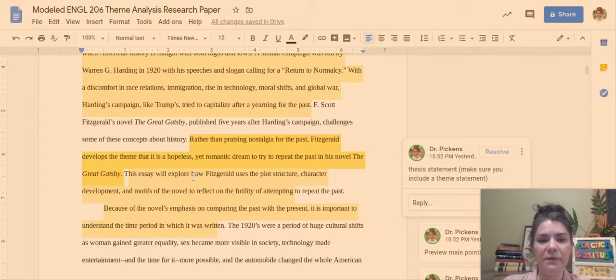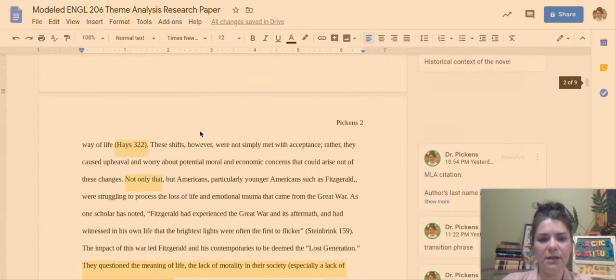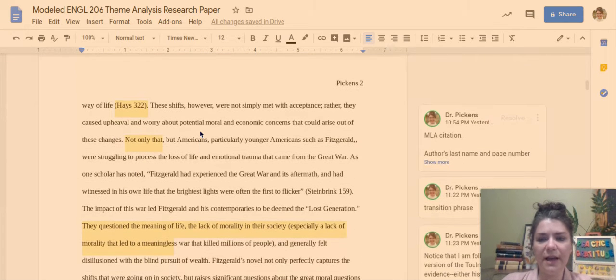This essay will explore how Fitzgerald uses the plot structure, character development, and motifs of the novel to reflect on the futility of attempting to repeat the past. Okay, so I connect this, and I'm talking about specific literary devices that he's using in his book to develop this theme. Okay, then I have a paragraph about the historical context in which the story was written, and you can just take a look at that.